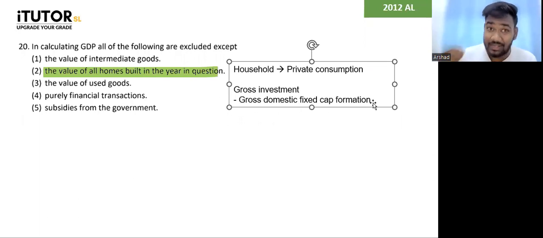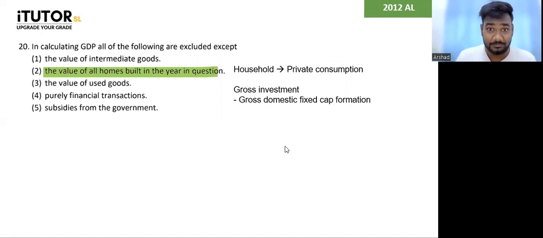Even though this is spent by households, you don't include it in private consumption. It's included in investment. The main reason is that this is a long-term thing. You don't build a house for one or two years. You build a house and you might be living in it for 20, 30 years. So that's why you consider it under fixed capital formation. Is that clear? Questions, problems, issues?